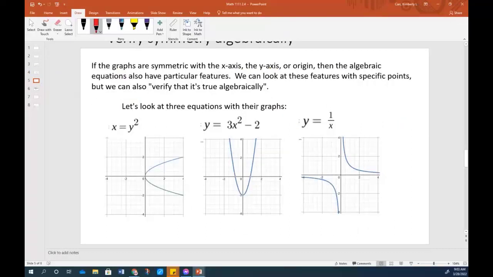So sometimes you'll just be given graphs and asked to inspect them visually and see if they have any particular type of symmetry. And then you can verify that it's true algebraically, and that's something they're going to tell you over and over and over. But before we get into that, let's just go ahead and say what type of symmetry each of these has. So here the fold line would be the x-axis. So this one has x-axis symmetry.